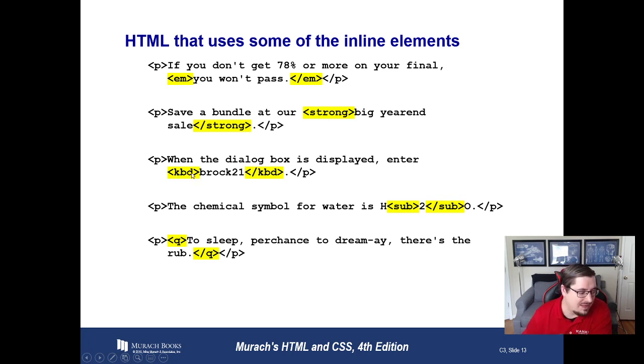KBD is short for keyboard. That's if you want to specify a keyboard sequence that you want the user to type. So you're giving them some instructions. Sub is to make a subscript. Like here we're doing H2O. Well, the 2 should be a little and it should be down at the bottom as a subscript. And then there's also Q for quote. That's what will actually add quotes.